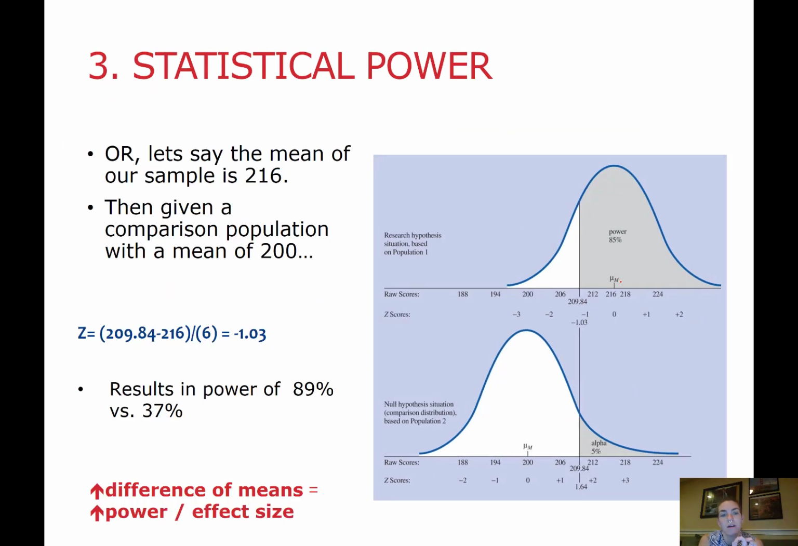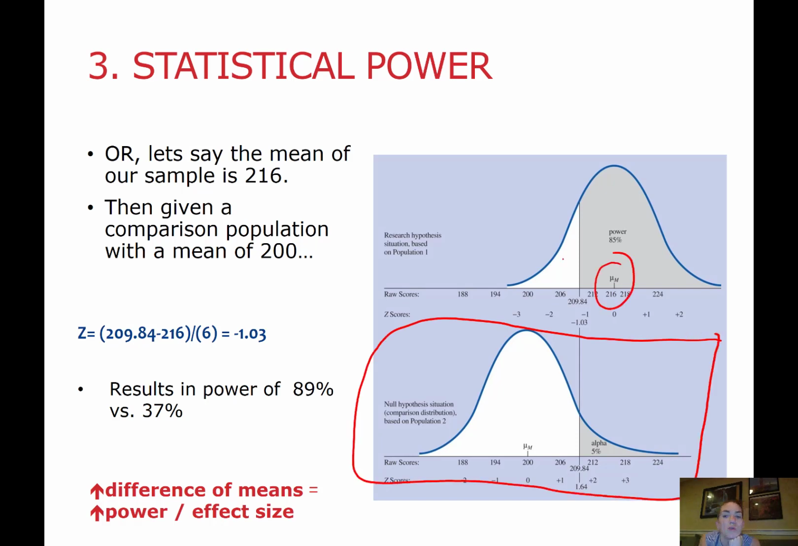So just some notes here. Imagine that our sample mean was 216. So the comparison population mean stays the same, but our sample mean now is 216. So there's a larger effect size. If we imagine that there's a larger effect size here, then there's less overlap of the distributions, resulting in increased power. So in other words, the important piece of information down here, as the difference between the means increases or effect size increases, then power also increases.